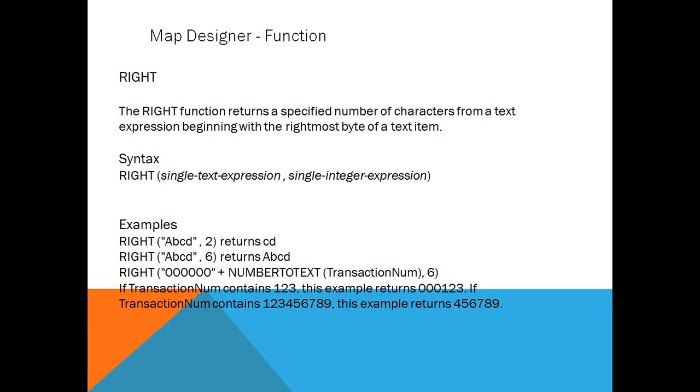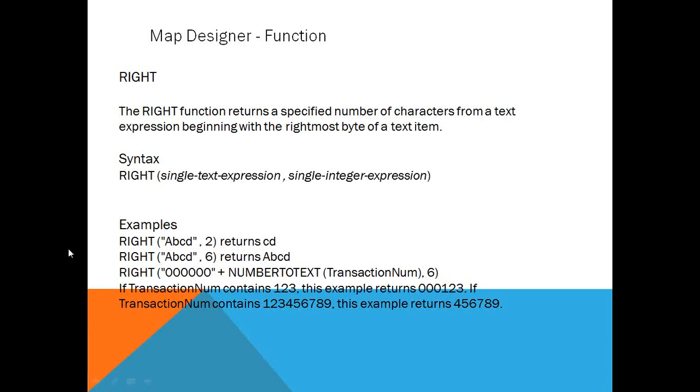So the first function is the right function. What is the right function? It retains a specified number of characters from the text from the rightmost byte. The syntax is: right of text expression, comma, single integer expression. That means it will give from the right side. If you see the example, right of ABCD comma 2 means from the right side it will give the two bytes. Similarly, if you give 6, it will return all 4 bytes, since the data itself is 4. Okay. No spaces, right? No spaces, it won't give spaces.